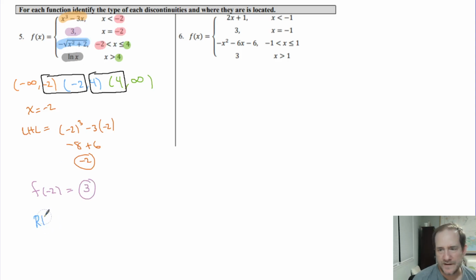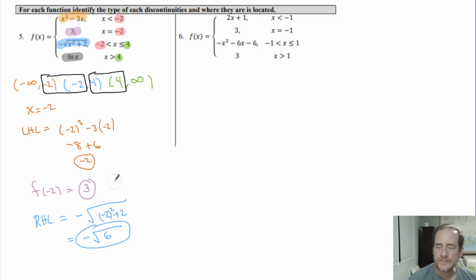So the right-hand limit is going to be given by the opposite of the square root of negative 2 squared plus an extra 2. So that's going to be the opposite of the square root of 4 plus 2, which is 6. So it's negative root 6. So all three of these values are different. And what that means is we have a jump discontinuity.